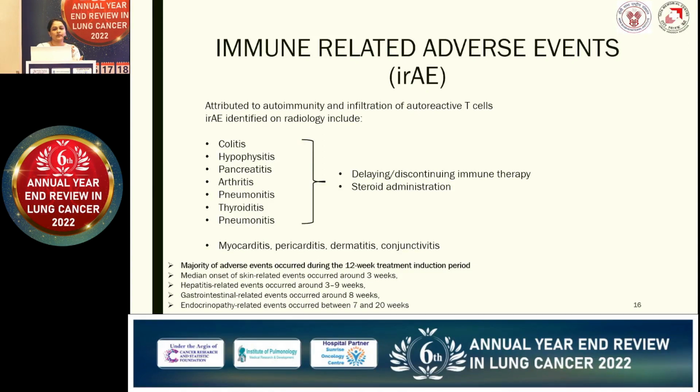A very short talk, I would like to give a few examples of immune-related adverse events. These are basically attributed to autoimmunity and infiltration of autoreactive T cells. And the ones that are identified in radiology are colitis, hypophysitis, pancreatitis, hepatitis, arthritis, thyroiditis and pneumonitis. So in any of these cases, you can give steroids, or you can delay or discontinue the immunotherapy temporarily.